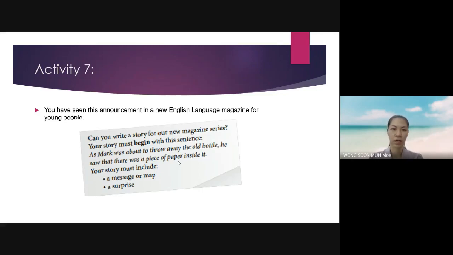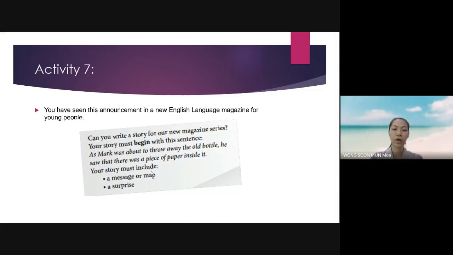So this is the suspense here. What is the paper all about? Okay, let's continue with the instruction. Your story must include a message or map. Okay, so the piece of paper could be a message or a map. So it's up to you. You can choose either it is a message or a map.